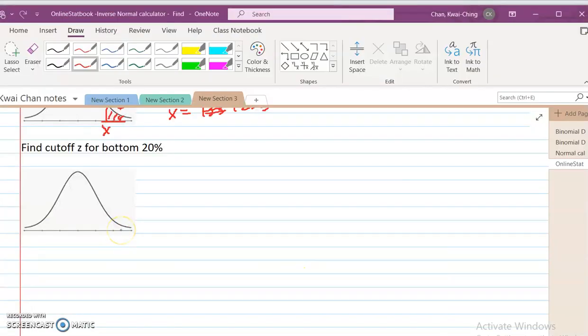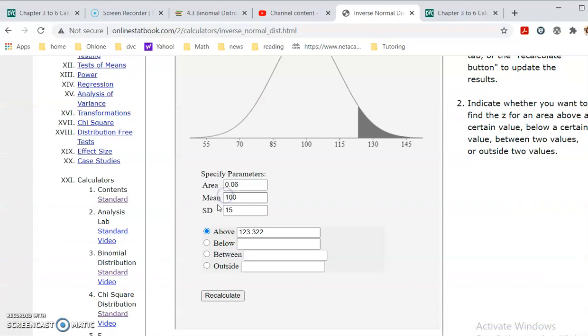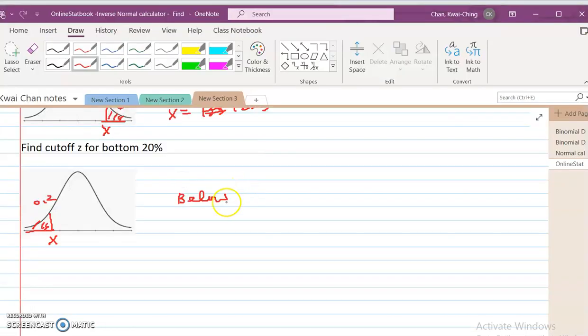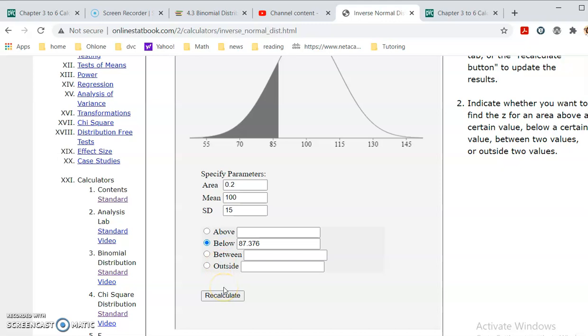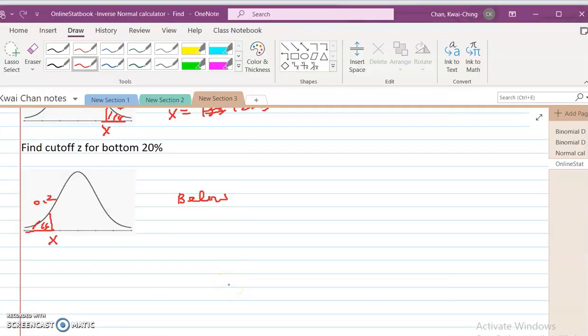Last one is the cutoff for the bottom 20%. So bottom means in the low end, right? So this 20% is 0.2 and we want the cutoff. So do below, right? So yeah, a lot of the time it is above or below. What is the area? We want it to be 0.2 below, right? 87.4. So x would equal 87.4.